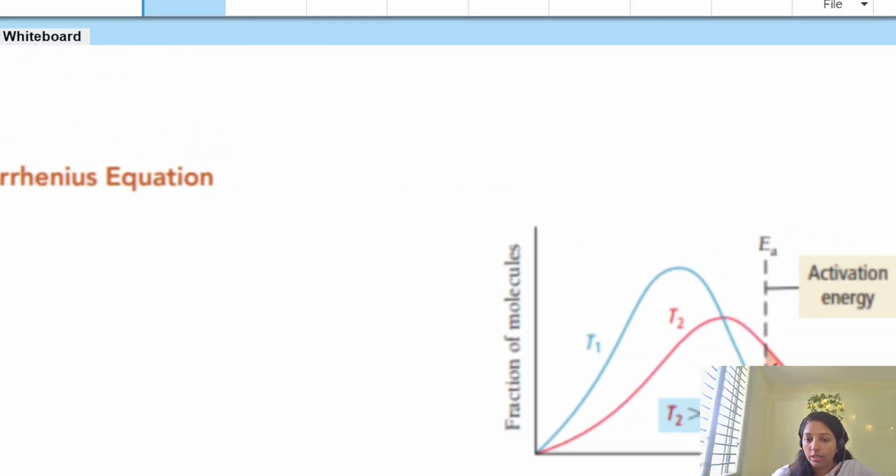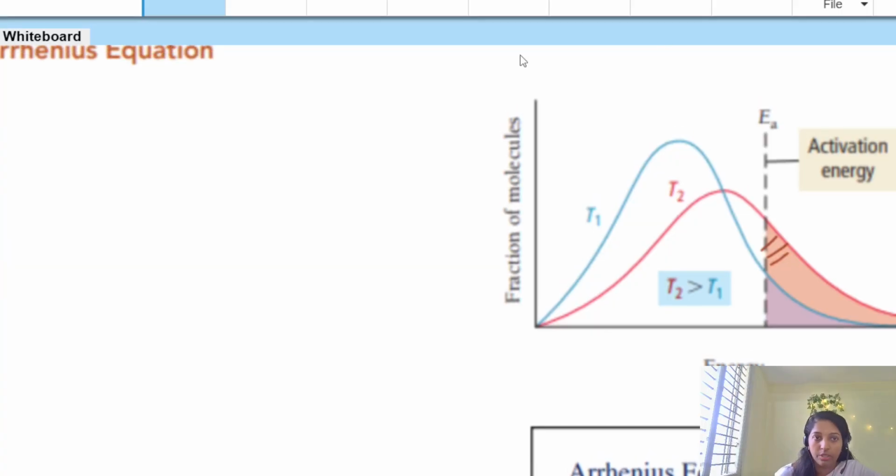Okay, so see the curve, you can see the graph. Yes, now I think you can see it. Here, with T1, the blue colored graph, the area under the curve represents the total number of molecules. This is the energy line, right? So after this energy, this many molecules have an energy greater than activation energy.